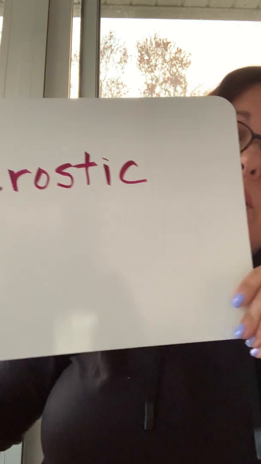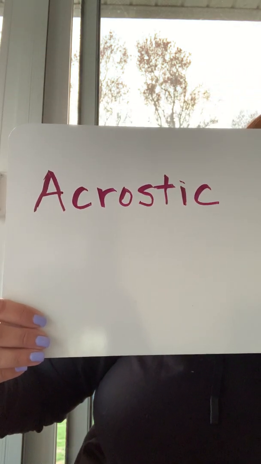Sometimes when you hear the word poetry, you might think of a poem that rhymes, such as roses are red, violets are blue, sugar is sweet, and so are you. But there are many different kinds of poems. Today we're going to talk about a poem called an acrostic poem.